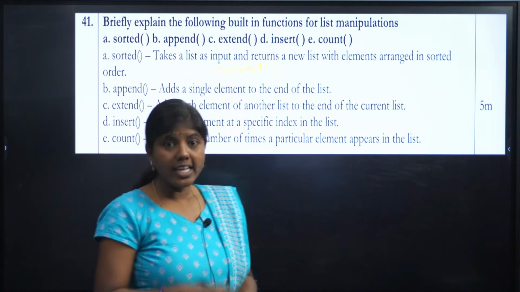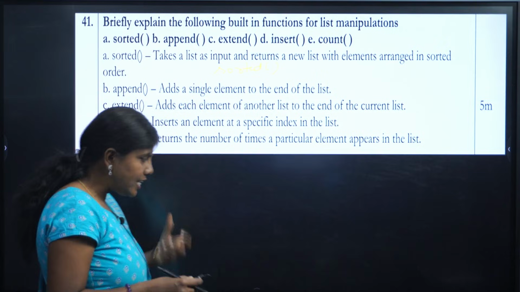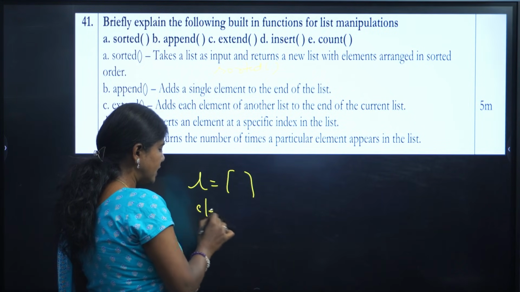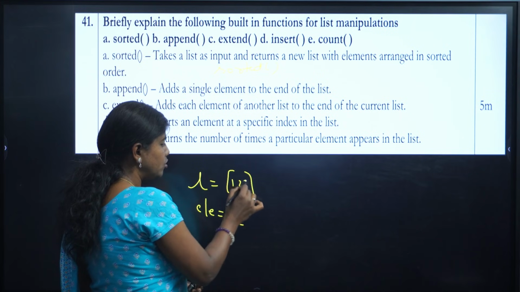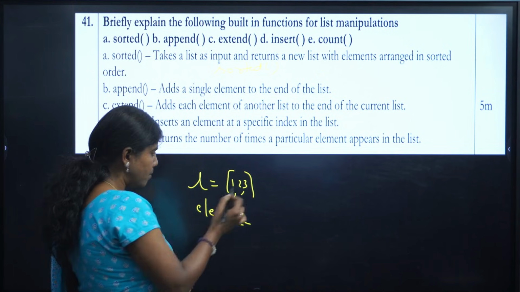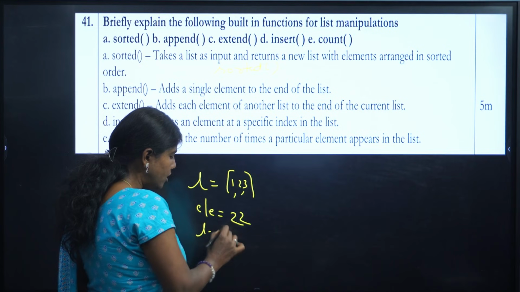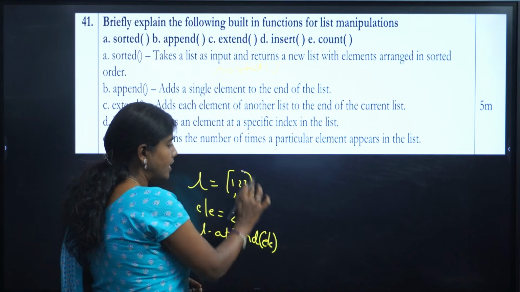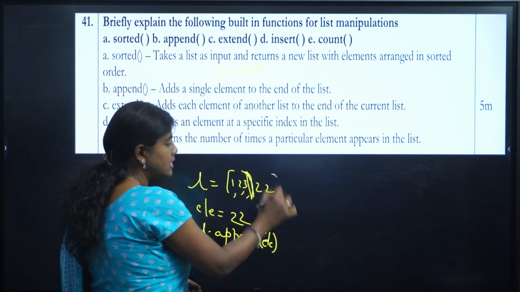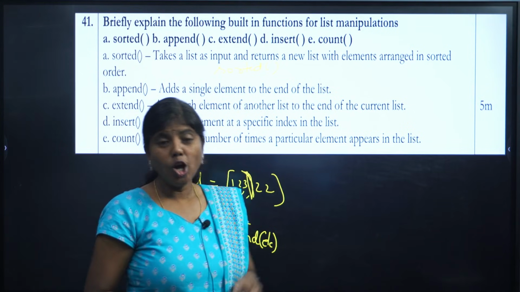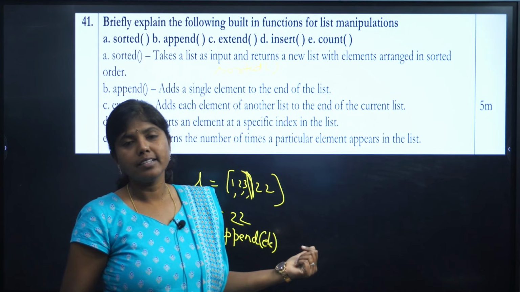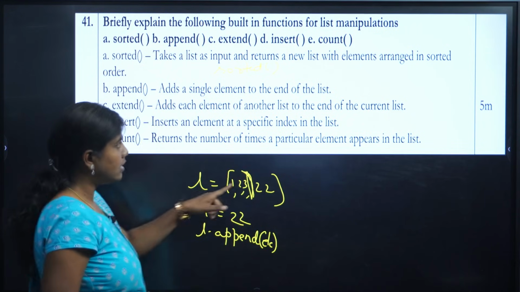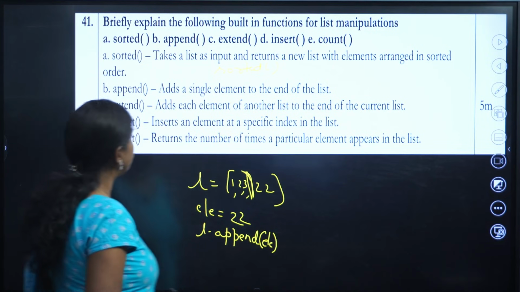We'll go for the append function. Append function means it's going to add an element. For example, L is there. I'm going to take ELE is equal to 22. L dot append ELE means this element will be placed at the end of the list. Only a single element can be appended; it cannot append multiple elements. Only a single element will be appended at the end of the list.